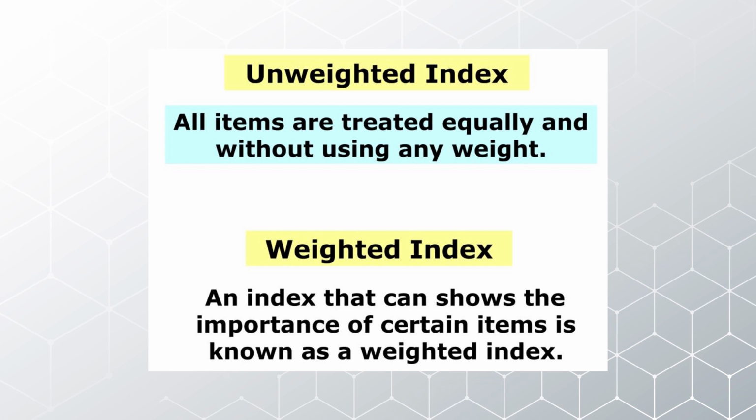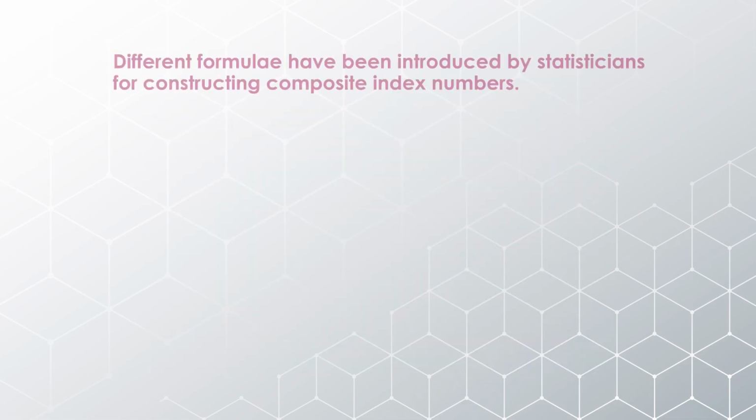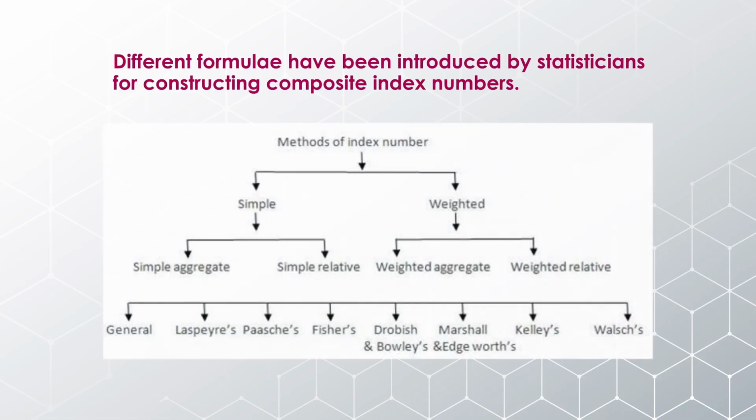And when we talk about weighted index, an index that shows the importance of certain items is known as a weighted index. There are certain formulas, and we have seen that the method of index is bifurcated into simple and weighted. Simple is aggregate and simple relative, then weighted is weighted aggregate and weighted relative.